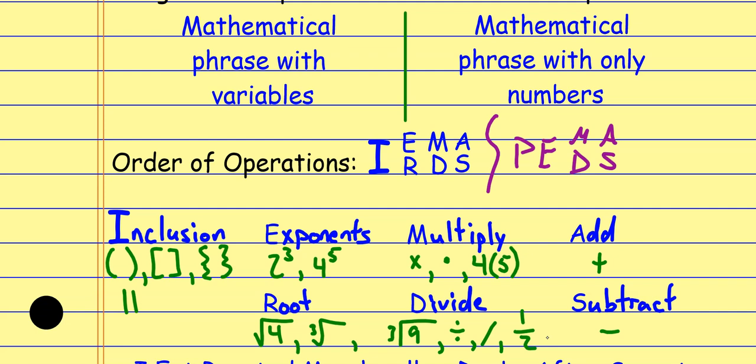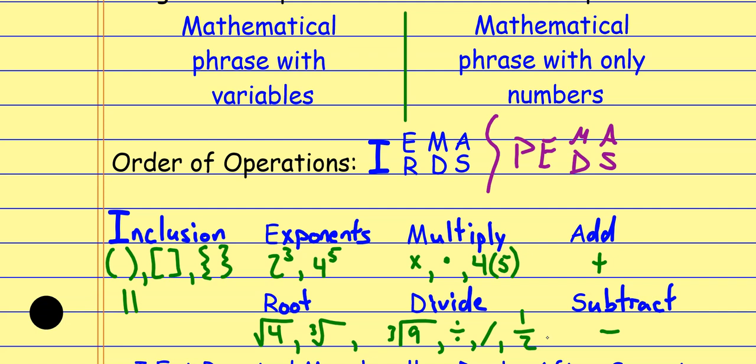And once again, addition and subtraction are tied, all right? Which means I have to go to the tiebreaker, which is left to right. Okay, so if I have addition and subtraction, but subtraction is further to the left, I have to do the subtraction first. Okay, that's the biggest mistake that students make with order of operations.